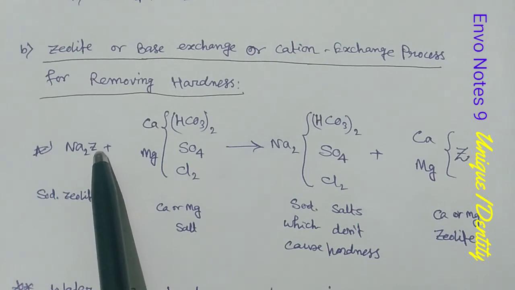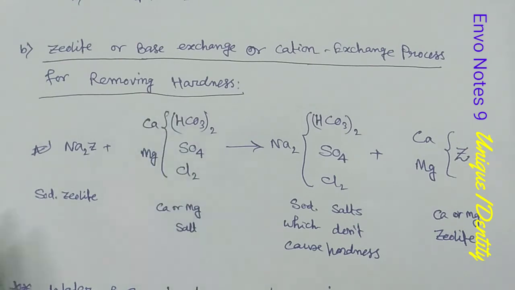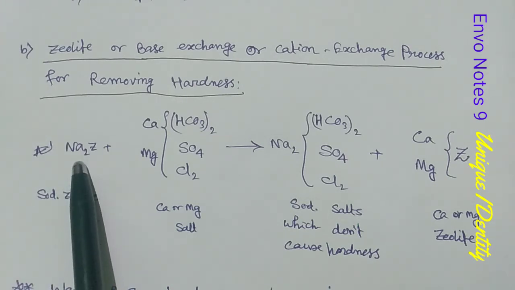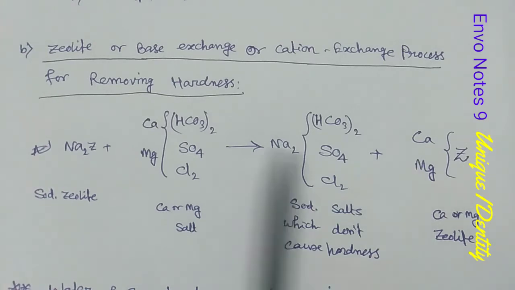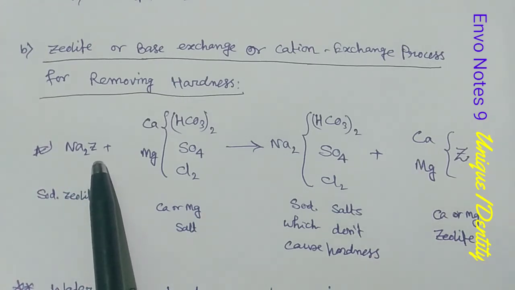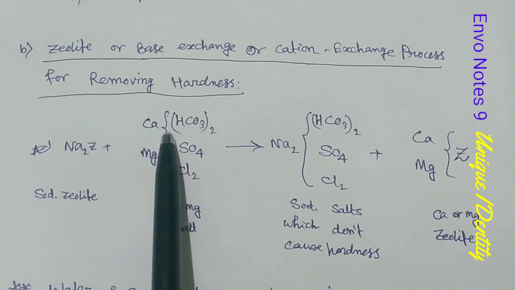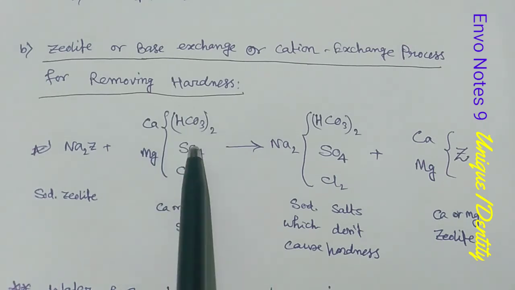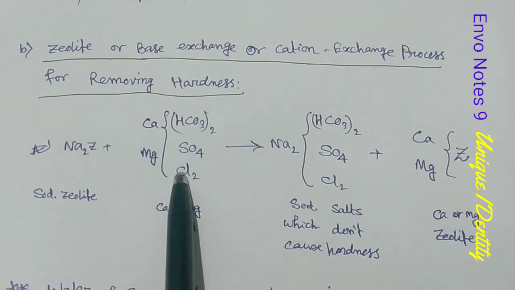Here actually what happened? The zeolites or resins have the excellent property of exchanging their cations, and hence during the softening operation the sodium ions of zeolite get replaced by the calcium and magnesium ions present in hard water. This is the reaction: Na2Z plus calcium and magnesium salt. It may be calcium hydroxide, calcium sulfate, calcium carbonate, or magnesium hydroxide, magnesium sulfate, magnesium chloride.